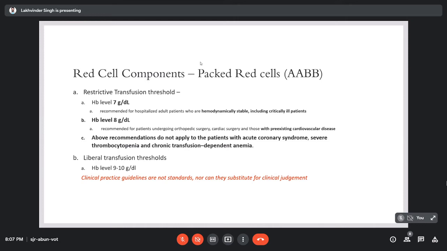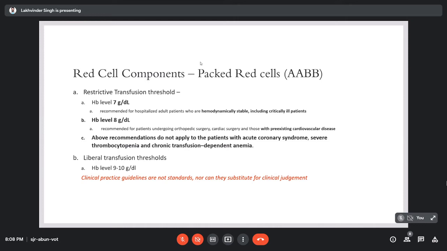But now there are various RCTs and studies which have shown that if we use a restrictive transfusion threshold, then the acute and the 4 weeks mortality is less as compared to patients who get a liberal transfusion threshold. So in the restrictive transfusion threshold, you should not transfuse above 7 gram per deciliter of hemoglobin in patients who are hospitalized and hemodynamically stable, including patients in the ICU. If the patient is in the ICU and hemoglobin is 7, then you need not transfuse.